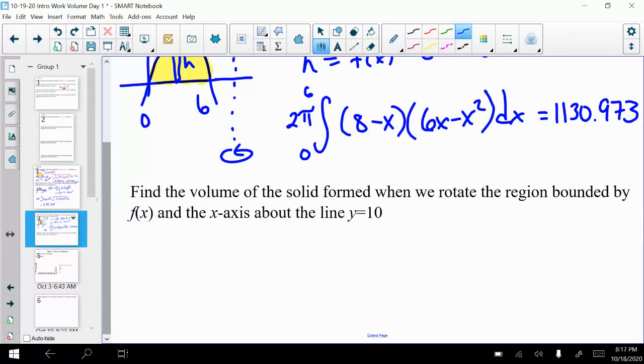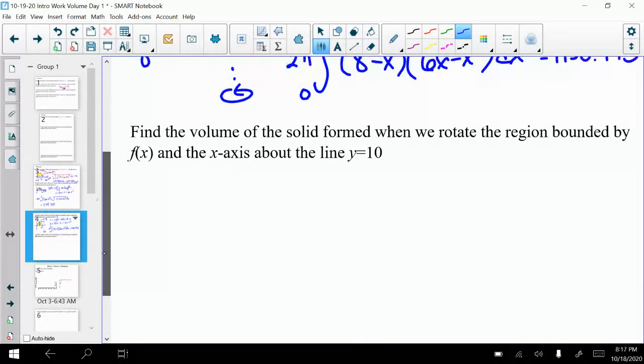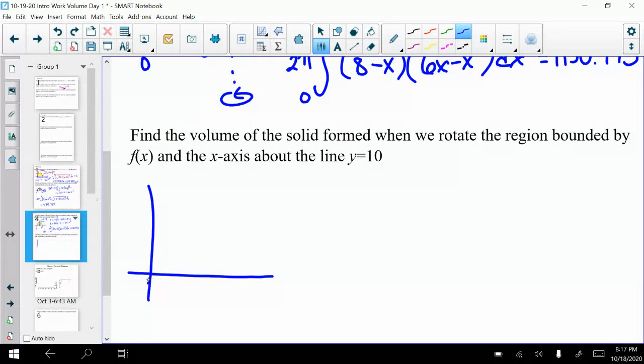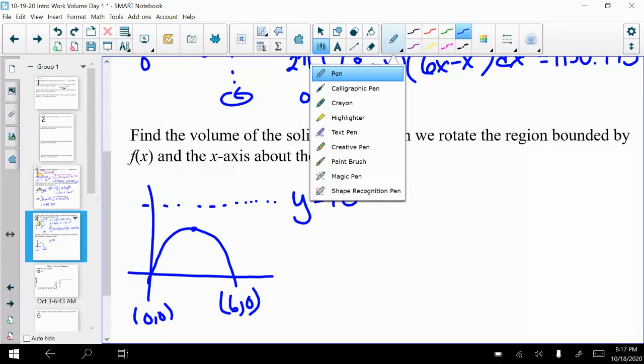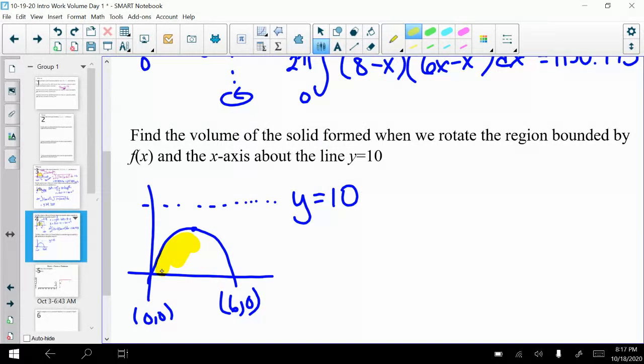All right, the last volume problem I wanted to do today was similar, but this time we're going to take this guy from 0 to 6. This maximum is actually here at 9, that's not super important. What's important is that this line y equals 10 is above and it doesn't intersect. So now when we take this guy and rotate it around that line up there at y equals 10, then we can see here's our radius coming off of our axis of rotation.